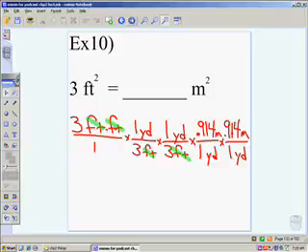Now remember, when you type this into your calculator, use your order of operations and your parentheses. I would type it in as 3 divided by 3 divided by 3 times 0.914 times 0.914. So all of our units cancel out and we get 0.278.